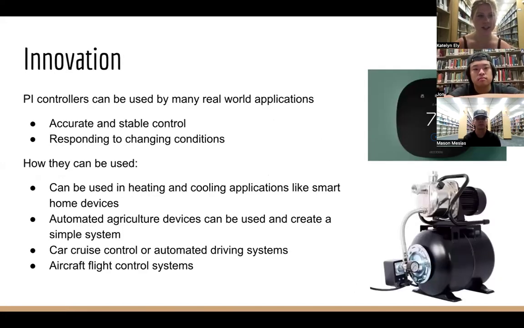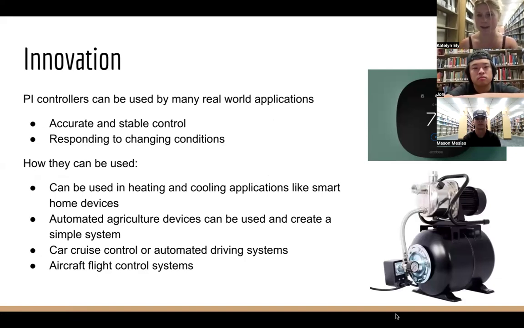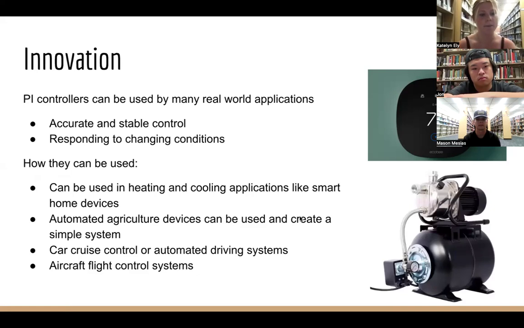In terms of innovation, PI controllers can be used in many real world applications because they're accurate and a stable control, and they can easily respond to different changing conditions. So, a couple examples that we found to use PI controllers in the real world can be to use in heating and cooling applications like smart home devices, as shown on the right. Automated agriculture devices that can be used in simpler systems, as shown below, is a water pump, cruise control or automated driving systems like the motor, and finally, aircraft flight control systems. And that is it.